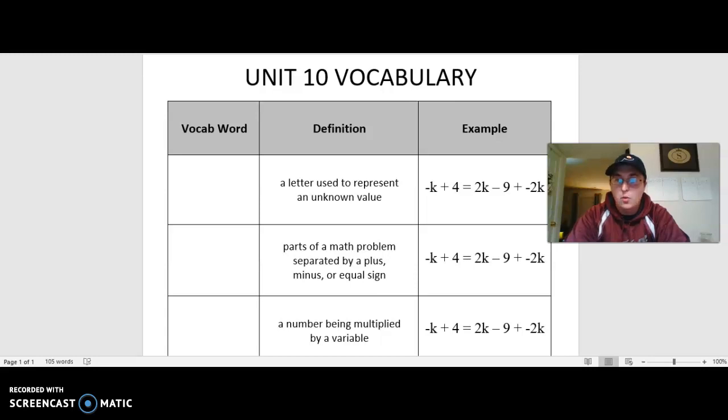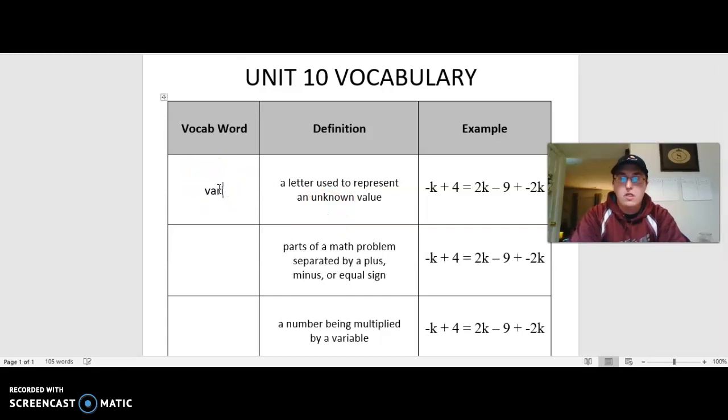We did this stuff before we left, but I figured I'd go over it just in case you forgot. These note sheets look familiar because you had one. If you don't have it anymore, we're going back over it to help you with the checkup that you've got to do afterwards. So first definition: a letter used to represent an unknown value.